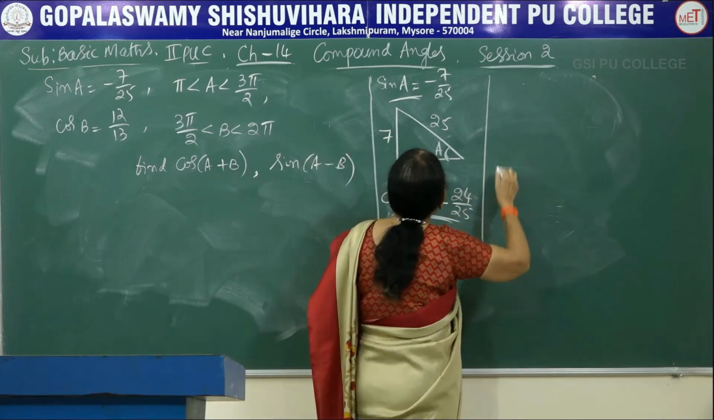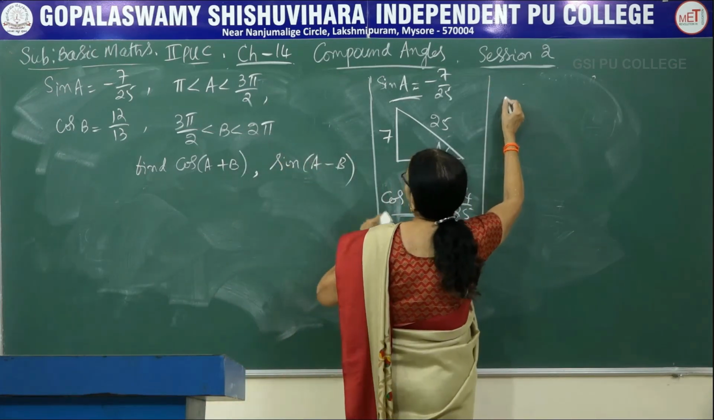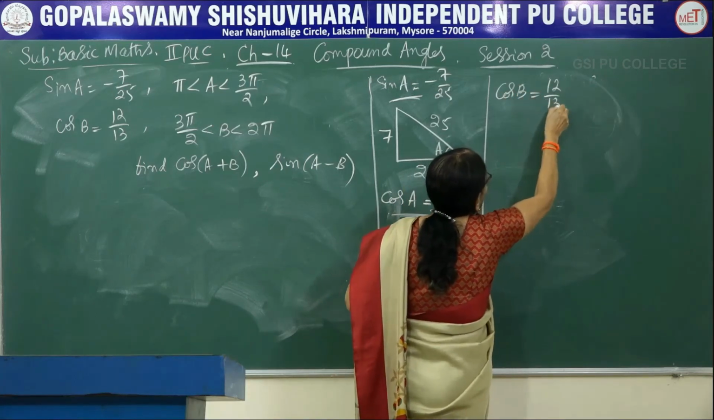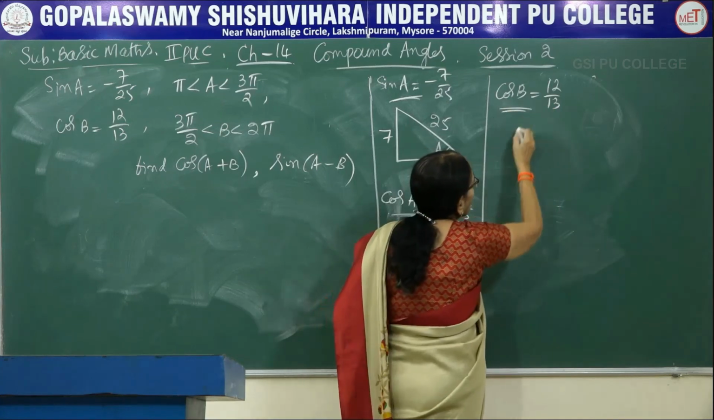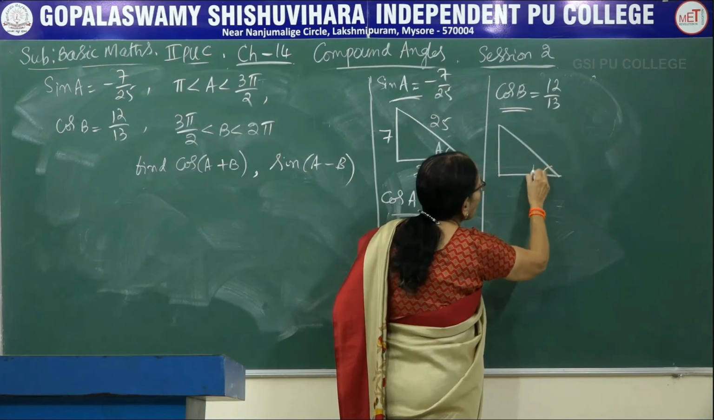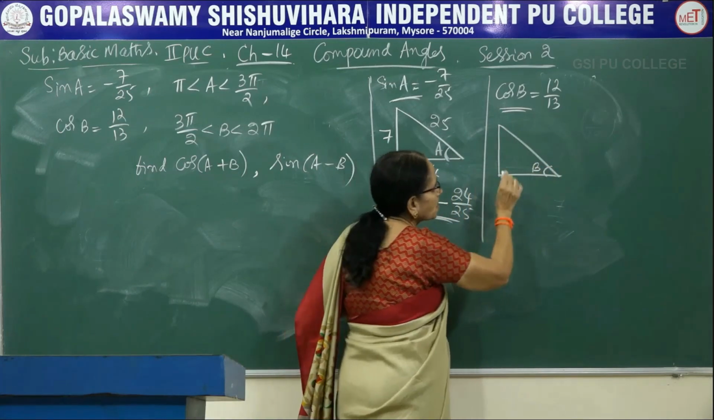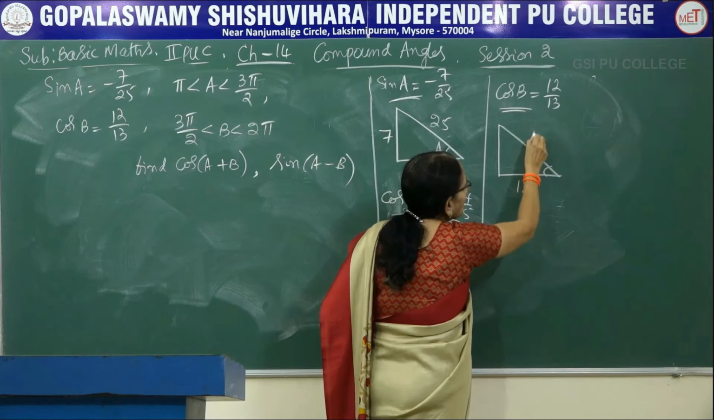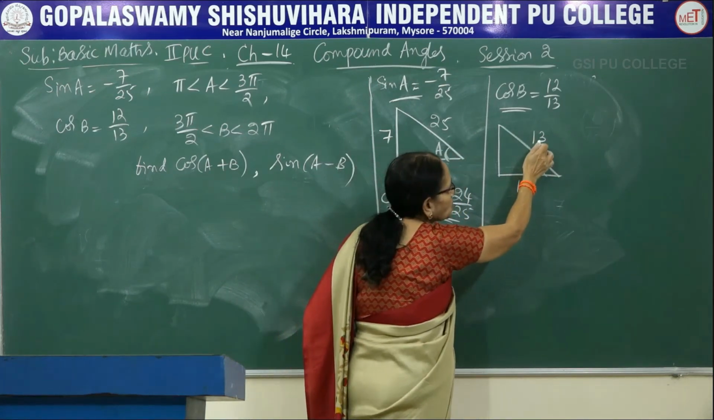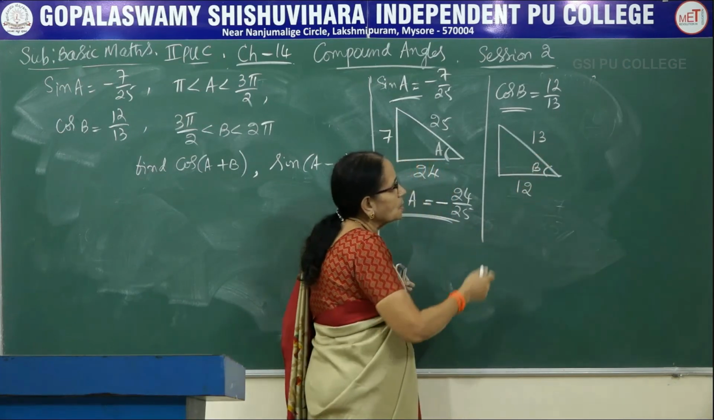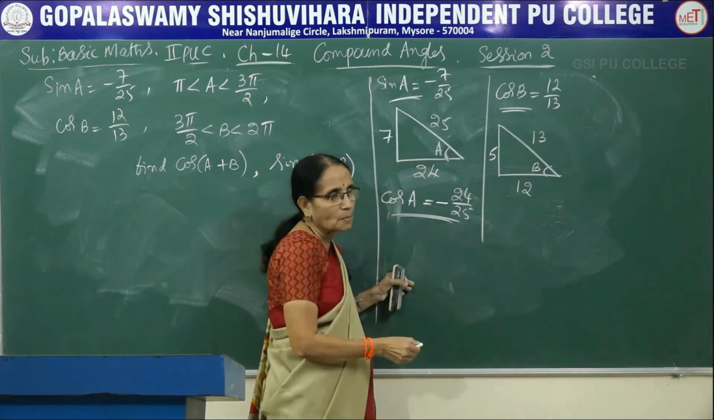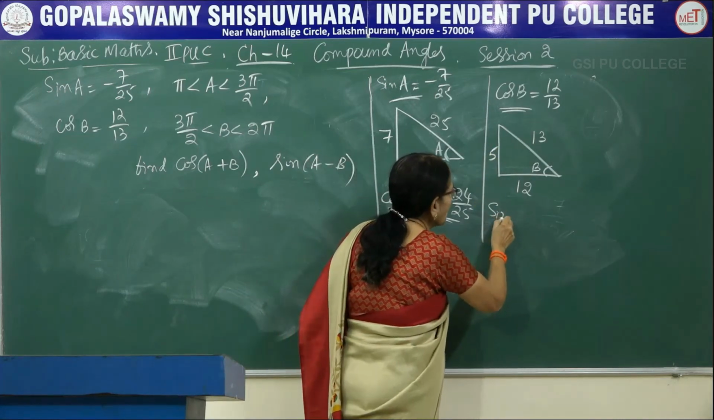Now come to the next data. What's the next data? It is cos B is plus 12 by 13. Now one more right angle triangle, and then mark the angle B. Cos B means adjacent over hypotenuse. Using the Pythagoras theorem, root of 13 square minus 12 square, that is 169 minus 144. So this becomes 5.